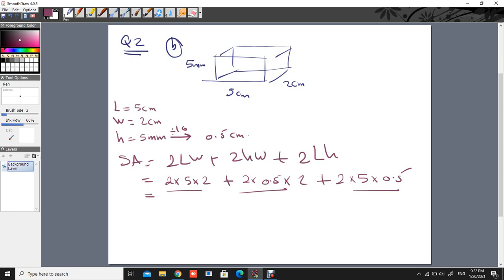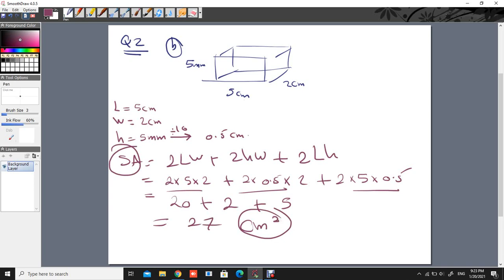2 times 5, 10 times 2, 20, plus 2 times half times 2, it's 2, plus 2 times 5, 10, 10 times 0.5, which is 5. Now add 20 plus 2, 22 plus 5, 27. 27 what? Centimeter squared, since here we are talking about area. So surface area squared.